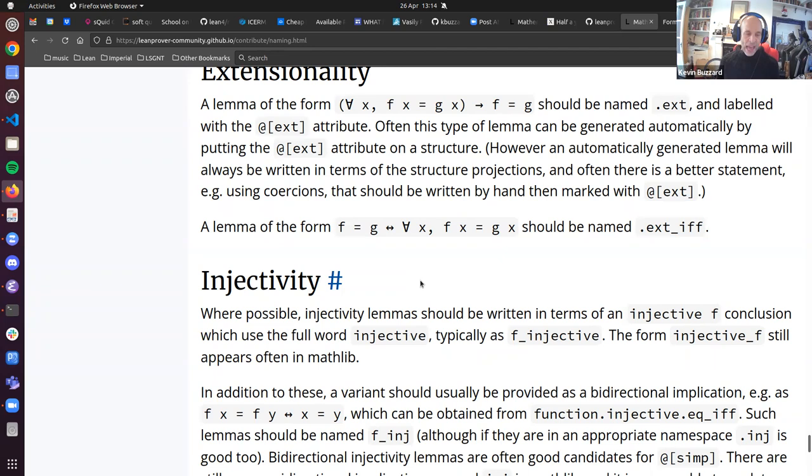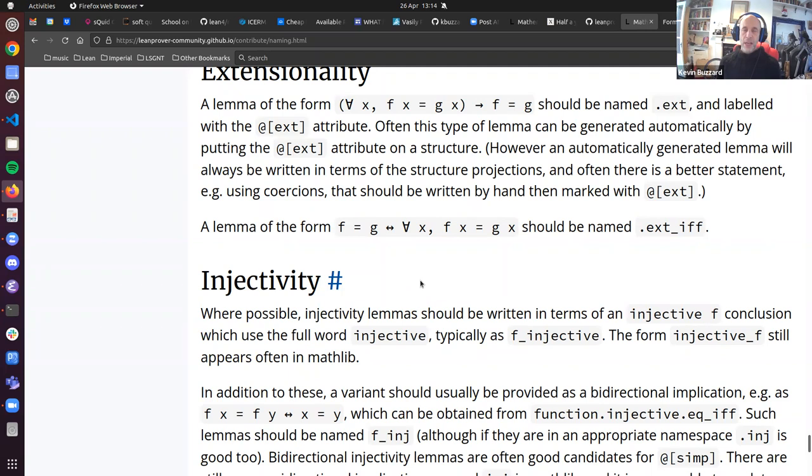For example, A plus C equals B plus C implies A equals B, that sort of thing. That would be called add right cancel. So you give the user access to all these lemmas, and then you make them learn their way around the relevant part of the library. And then you find that they can just argue the way mathematicians argue. But under the hood, there is work going on.